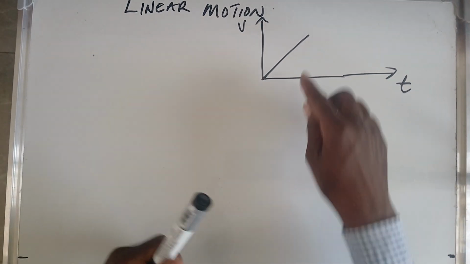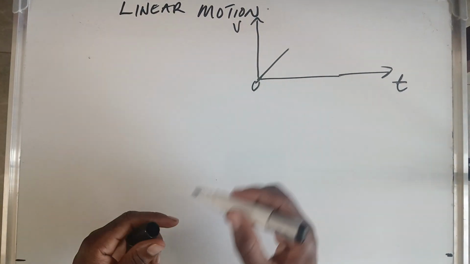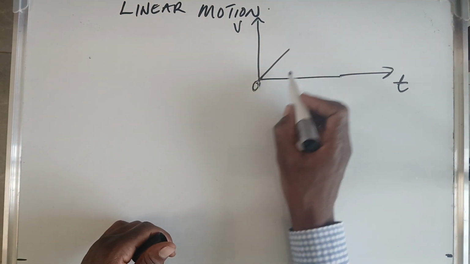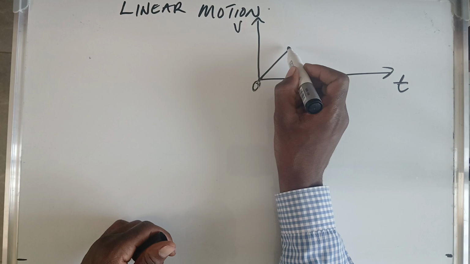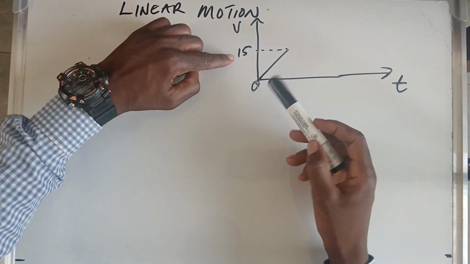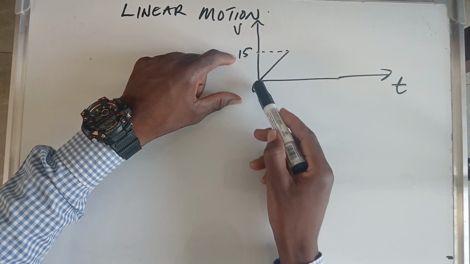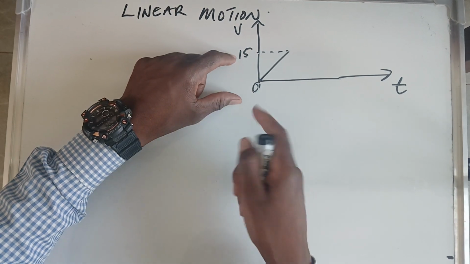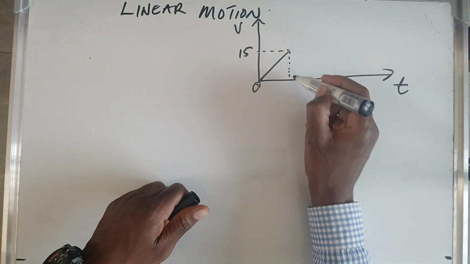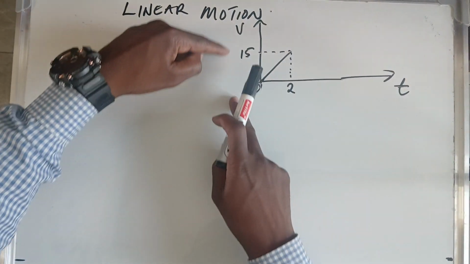what we know is, let me just reduce that. It is starting from 0, and if a car starts from 0, it's going to move. Remember, this is time, this is velocity. So if it reaches, let's say 15, that is going to be 15 meters per second. Okay, so the car moves from the velocity of 0 and reaches 15 meters per second. In what time? Let's say in 2 seconds.